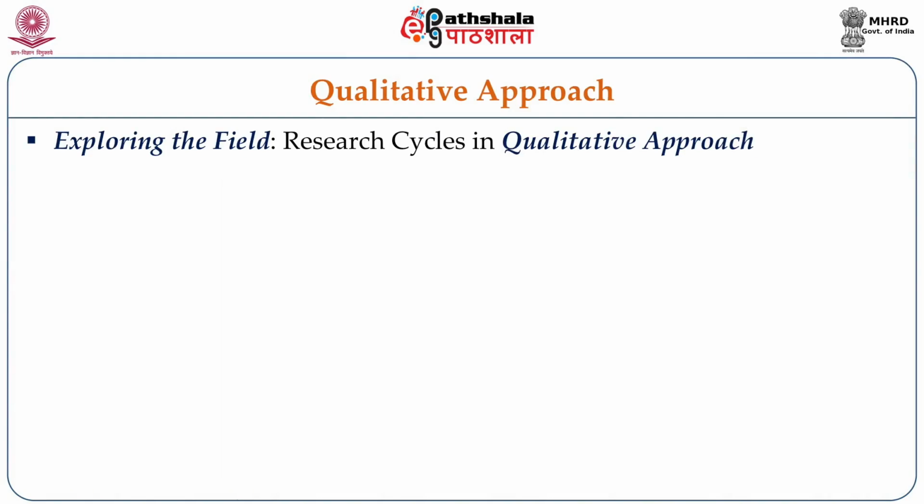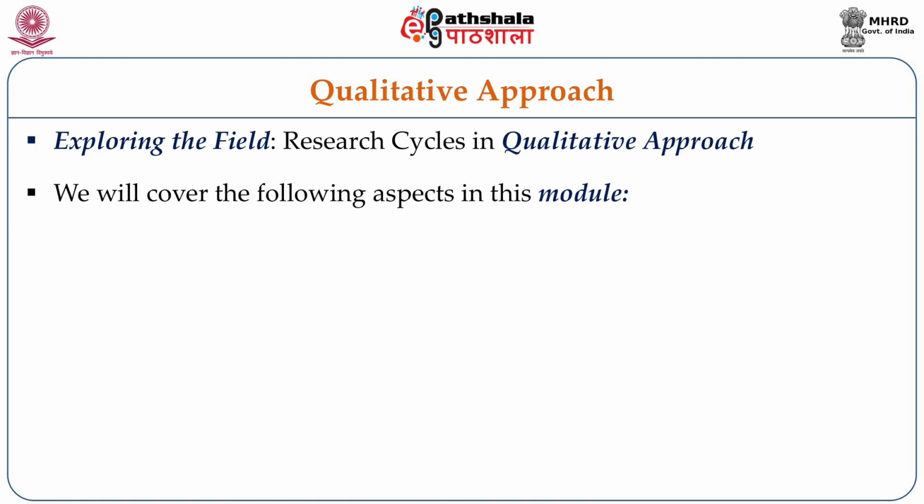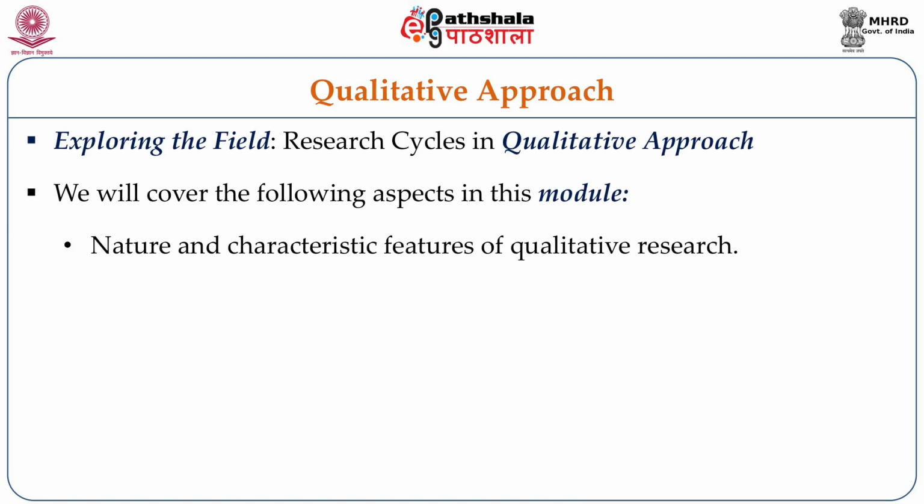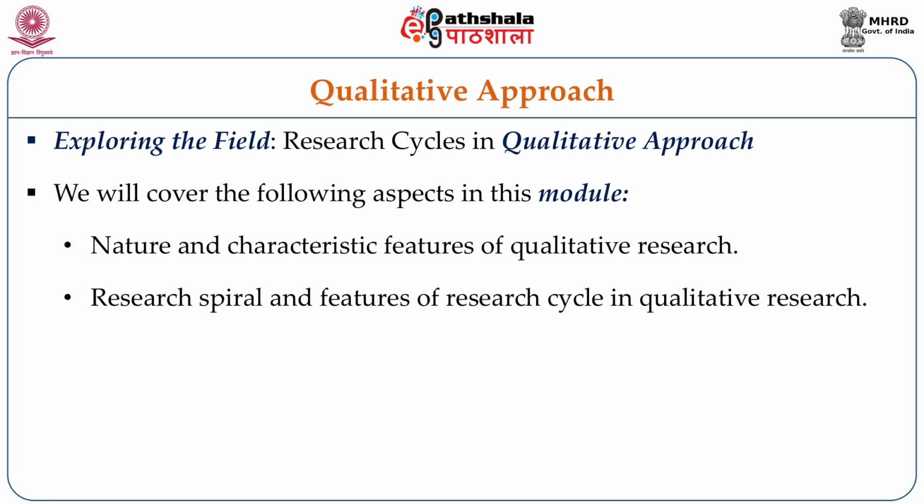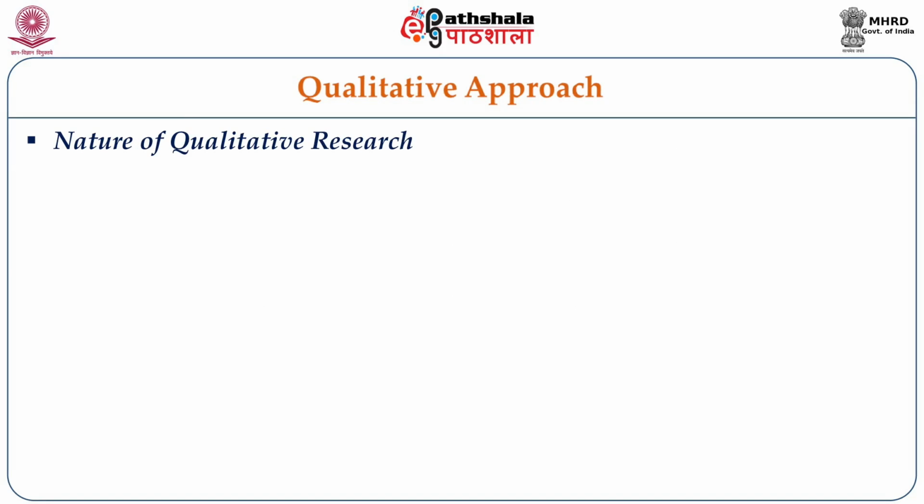Today I'll be discussing the paper Methodology of Research in Sociology. The module is module number 12, entitled Exploring the Field, Research Cycles in Qualitative Approach. In talking about this entire topic, we will cover the following aspects in the module. First, the nature and characteristic features of qualitative research, and secondly, research spiral and features of research cycle in qualitative research. Now coming on to the first topic, nature of qualitative research.